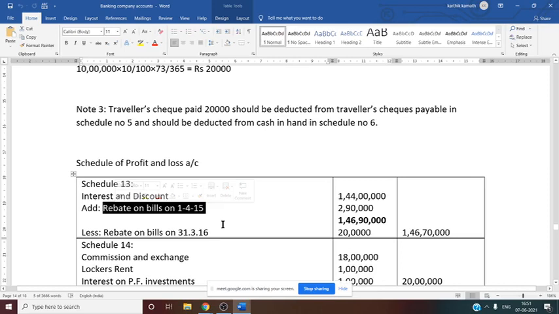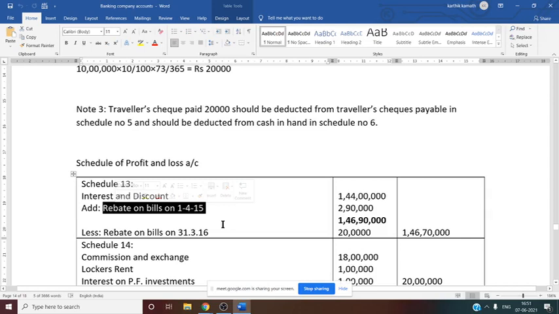So now next, we have to see schedule number 14. Schedule number 14 is other income earned by the bank. Other income, you can consider commission and exchange, that is other income. So that is 18 lakh given in the trial balance. Lockers rent. Lockers rent in the sense, if a customer keeps anything in the locker, suppose gold or any other documents in the bank's locker, they need to pay charges to the bank. So it is one kind of other source of income to the bank.